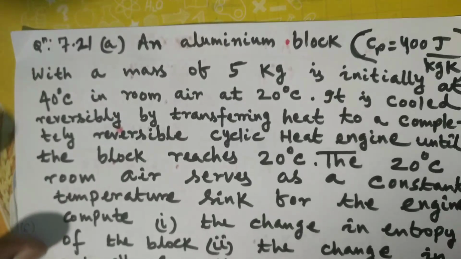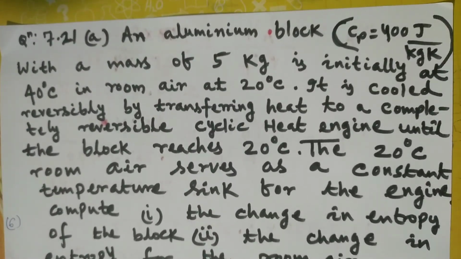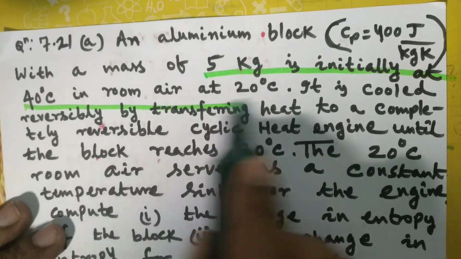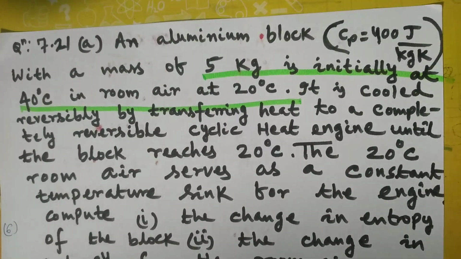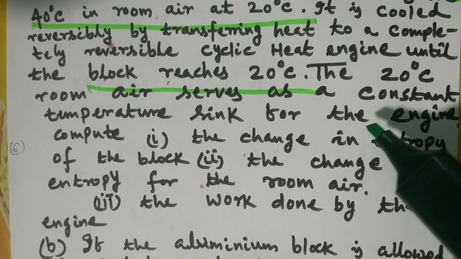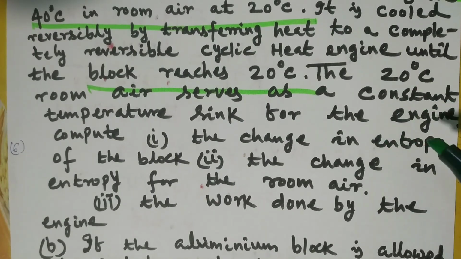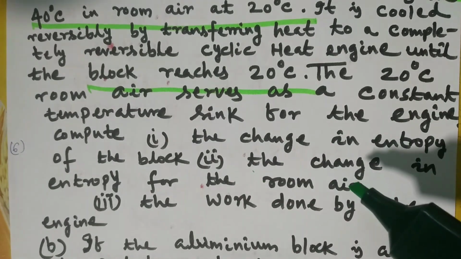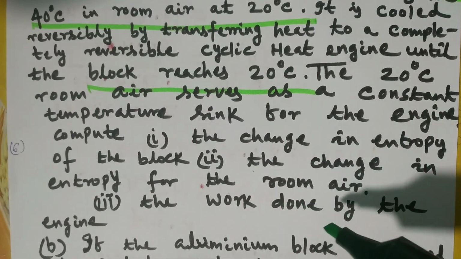So the next question is 7.21. An aluminium block with a mass of 5 kg is initially at 40 degrees Celsius in room air at 20 degrees Celsius. It is cooled reversibly by transferring heat to a completely reversible cyclic heat engine until the block reaches 20 degrees Celsius. The 20 degrees Celsius room air serves as a constant temperature sink for the engine. Compute the change in entropy of the block, the change in entropy of the room air, and the work done by the engine.